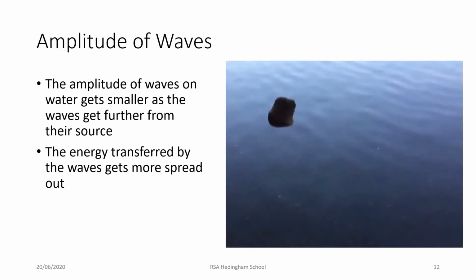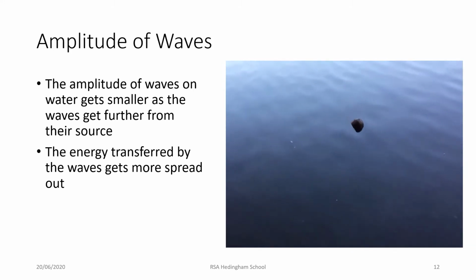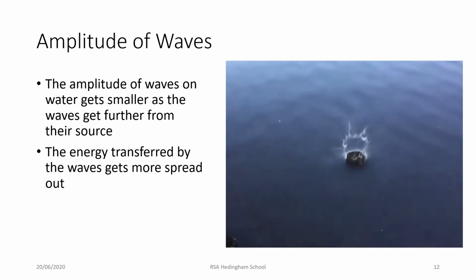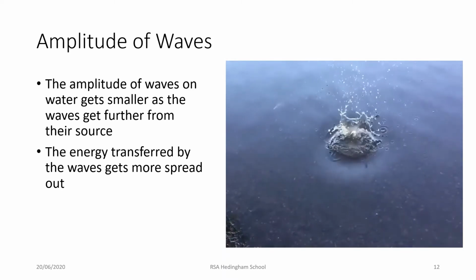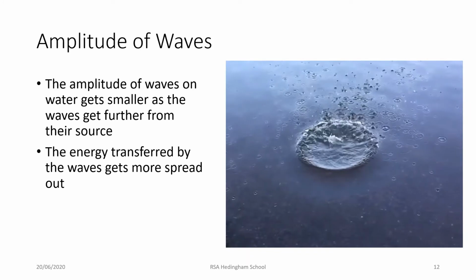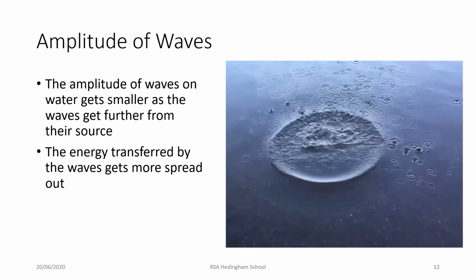The amplitude of waves on water gets smaller as the waves get further from their source. This is because the energy transferred by the waves gets more spread out. If we look at this, the ripples created when this stone is thrown into the water, you'll see initially there is quite a high wave, and as it spreads out, it gets shallower and shallower and smaller.